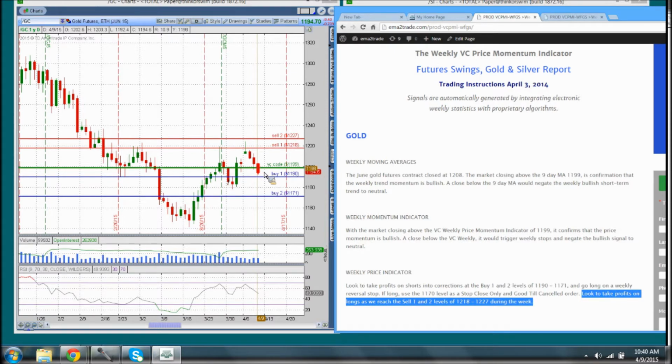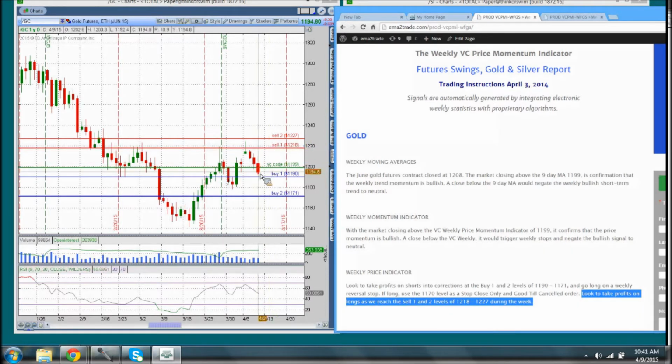But it's telling us that if gold comes down to 1190 to 1171, this is the highest probability recommending to buy the market long for swing traders. So we are neutral, and let's see how the market reacts into the buy one and buy two levels. So far the shift in the pattern by crossing the pivot point of the week is indicating the possibility that gold and silver may test the buy one and buy two levels. If we close above 1199, it would negate this pattern that we're in right now, and it would activate once again the sell one and sell two levels.